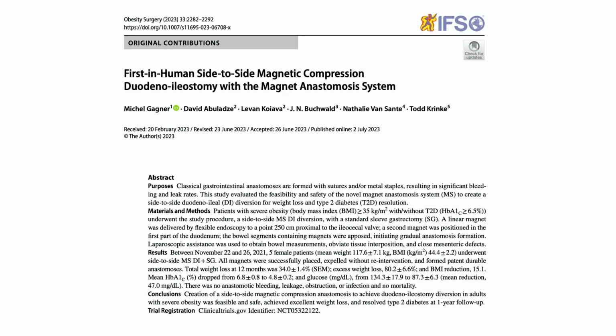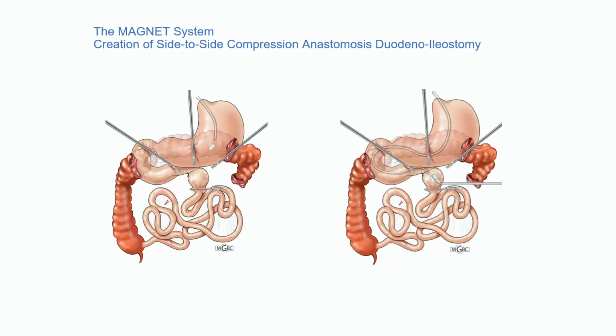So the first 5 patients were done in Tbilisi, Georgia, with Dr. Abuladzi's team at the Innova Medical Center. And we had to deliver the distal magnet by short colonoscope past the ligament of Treitz, where we had a laparoscopic magnet device to transport this to the marking at 250 centimeters.